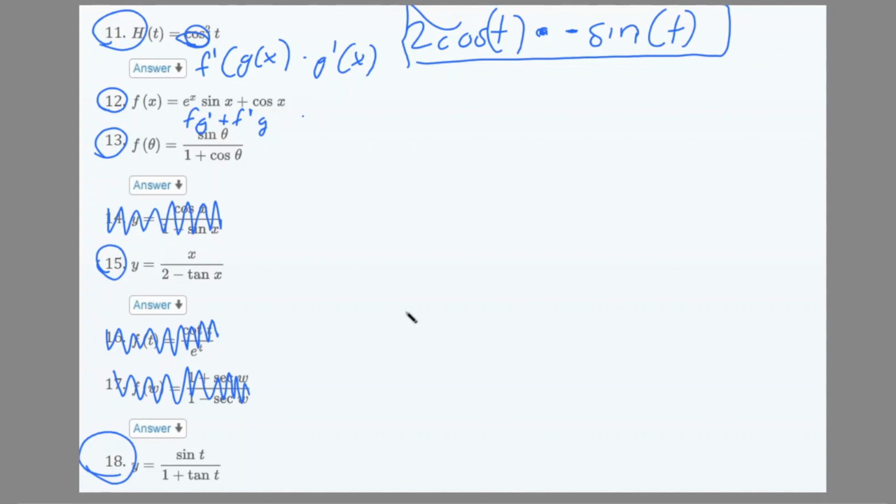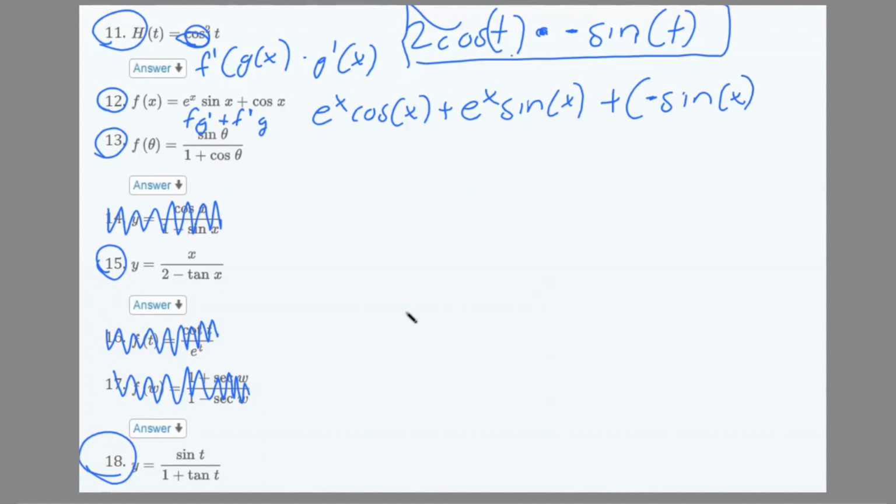So f times g prime is going to be e to the power of x cosine x plus f prime, which is still e to the power of x, times sine x, which is g, and then plus the derivative of cosine x, which is negative sine x.